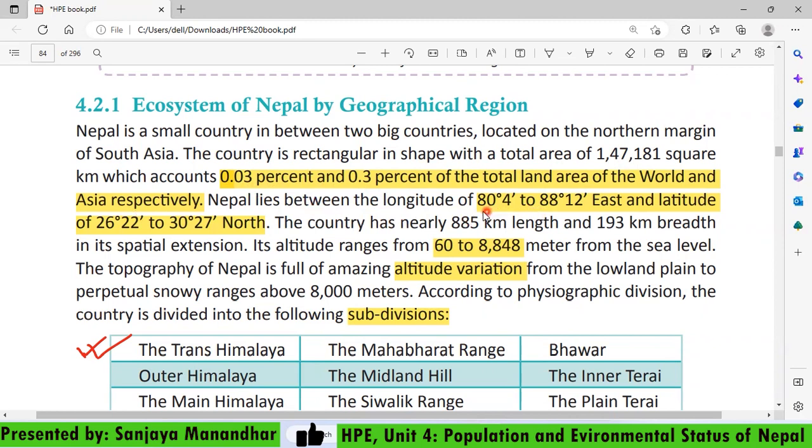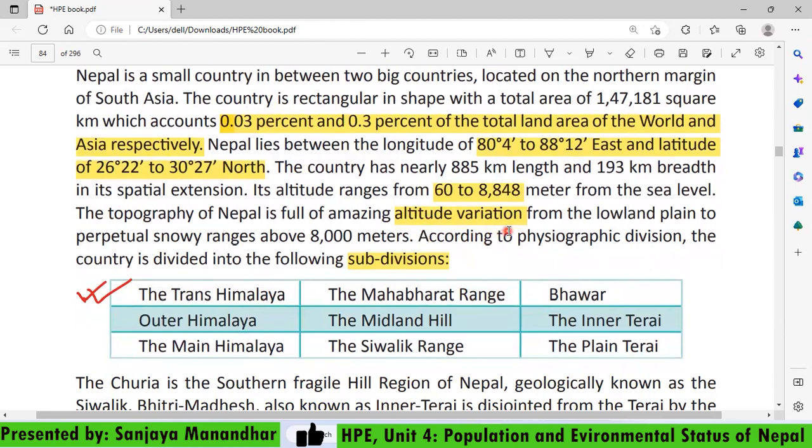Similarly, Nepal's longitude. Nepal lies between the longitude of 80°4' to 88°12' east and latitude of 26°22' to 30°27' north. So this also you can remember. I'm not going to tell it in detail. And you can see 885 kilometers long and 195 kilometers breadth. And its altitude range is up to 8,848.86 meters. Now it has already increased. The height of Mount Everest has increased by 0.86 meter. So 8,848.86, you can add here.